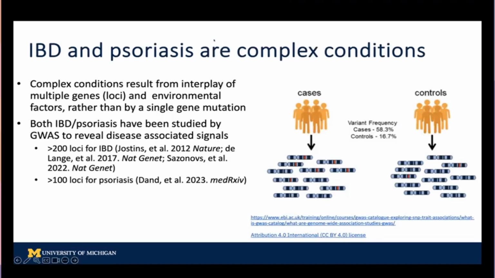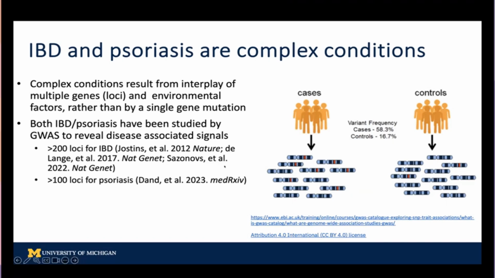Both IBD and psoriasis are complex diseases, common conditions that involve a lot of interplay between multiple genes or loci and environmental factors. Each individual locus contributes only modestly to the disease, but there are many different components across the genome. Different studies have been conducted independently in the past to identify the genetic variations associated with either IBD or psoriasis. For IBD, over 200 loci have been identified, and for psoriasis, a recent paper uncovered over 100 loci.